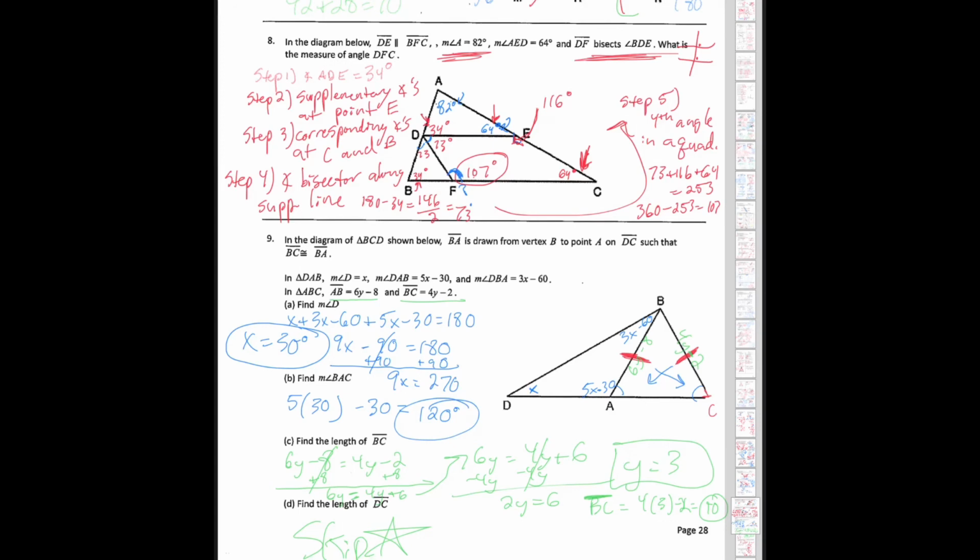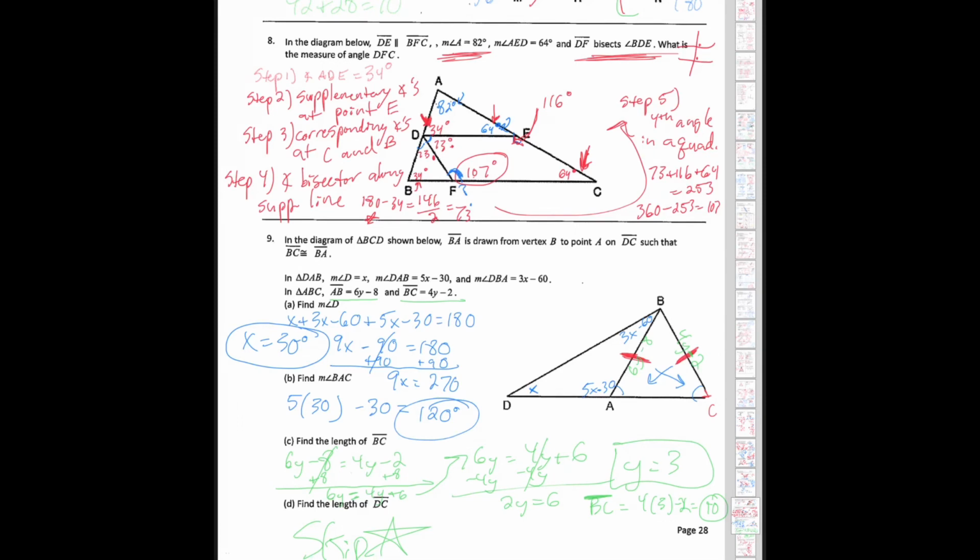Now, step 4, we have an angle bisector along a supplementary line. So here we have 34, and then we know these two angles are congruent because of the bisector. So if we do 180 minus 34, you see the work here, we get 146. And now we can divide that by 2 because of the bisector of two congruent angles. We get 73 and 73.